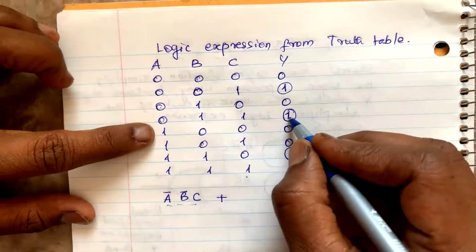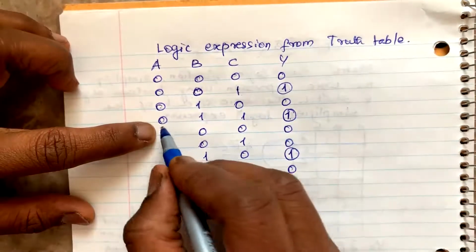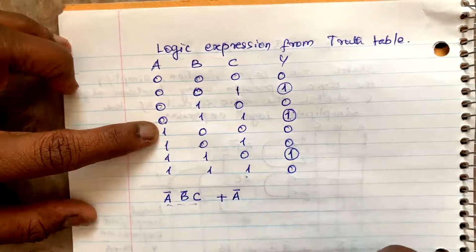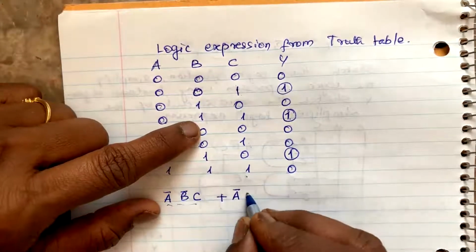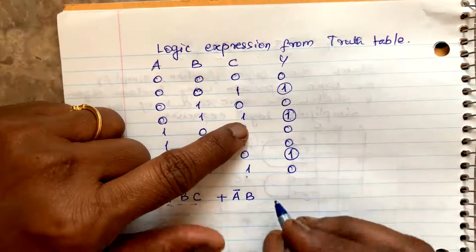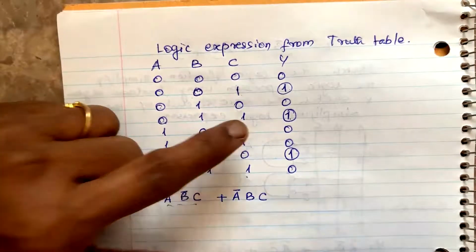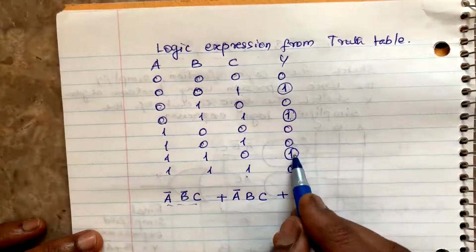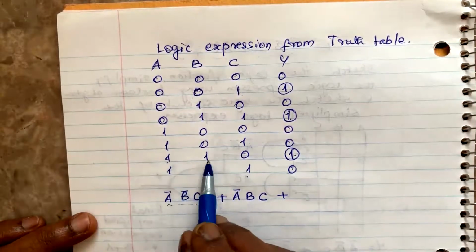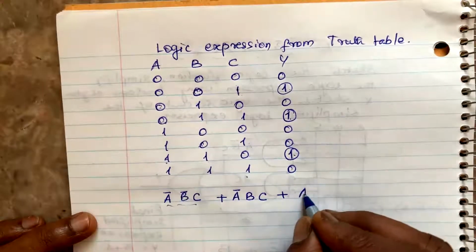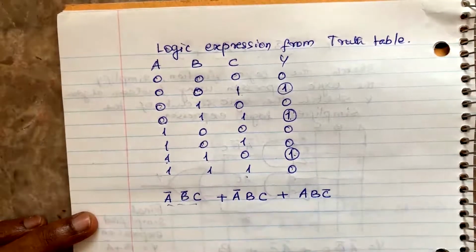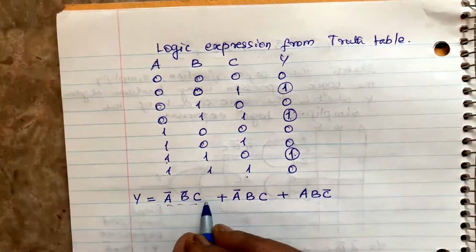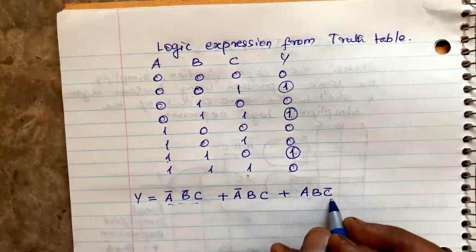Next is, here I have 1 here. So A is what? 0. So if A is 0, I write it as A bar. B is 1, so B is uncomplemented. C is 1, C is also uncomplemented. Now for this plus, and this is what? A, B, C bar. Okay, A, B, C bar. Now my Y equals A bar B bar C plus A bar B C plus A B C bar.